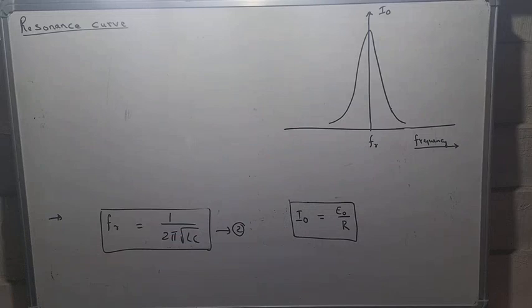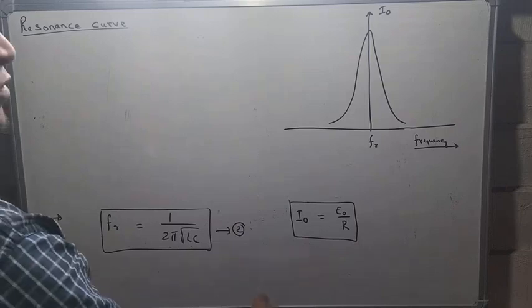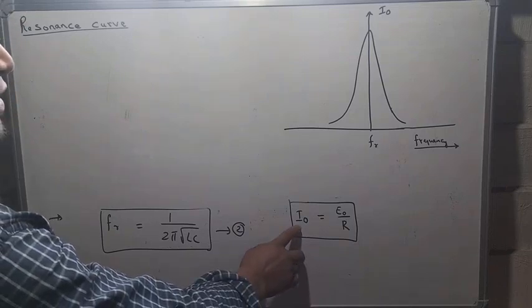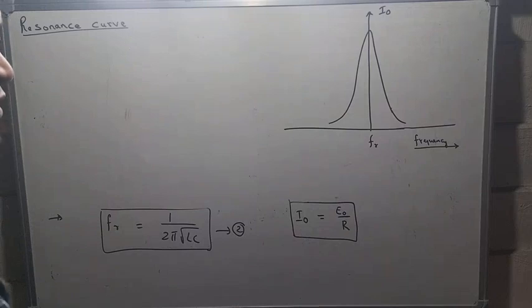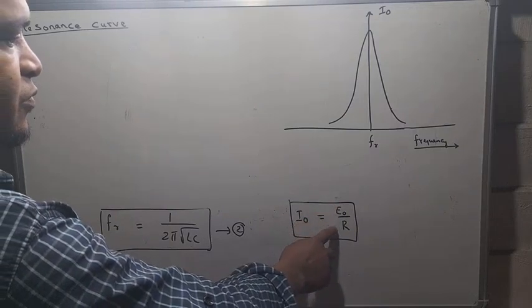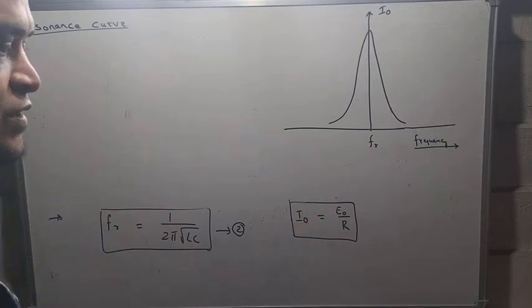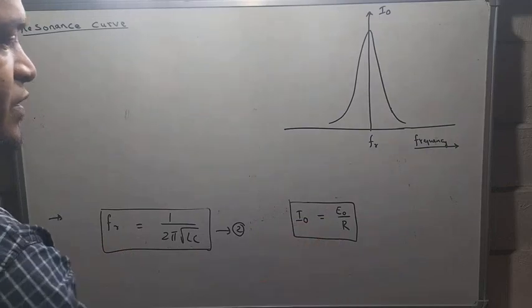Now looking at this equation of the resonant frequency, we see that the resonant frequency is independent of the resistance, because we don't have any capital R here. But the sharpness of the curve depends upon the resistance. Why? Because the maximum current at resonance condition is written as E naught upon R. So the maximum value depends on the resistance.